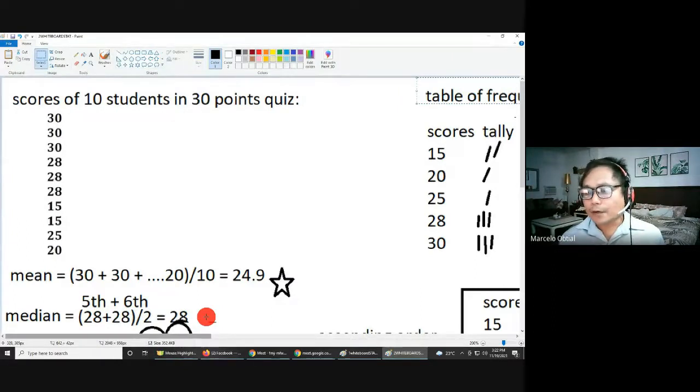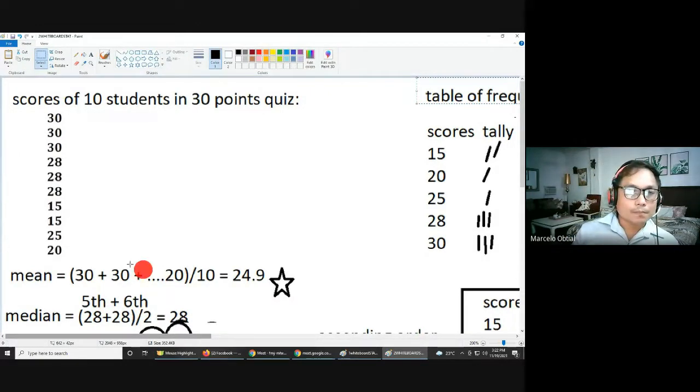For example, I gathered information from my 10 students. No, I have a class of 30. Example, there are 30 students in my class. I only gathered 10 students. The information I gathered from them is regarding their scores in a 30-point quiz. So I got this data: 3 students got 30, 3 students got 28, 2 students got 15, 1 student got 25, and 1 student got 20. So this is called raw data.